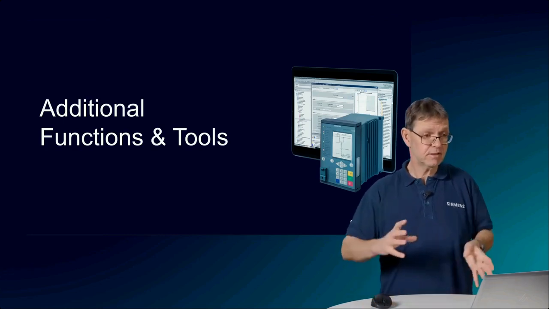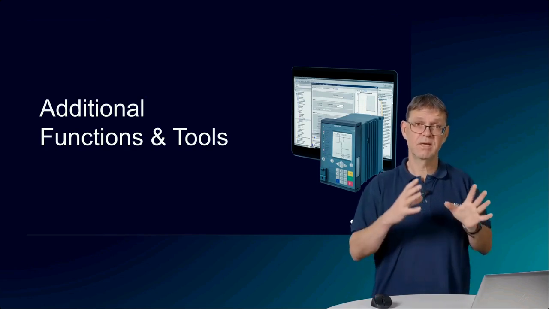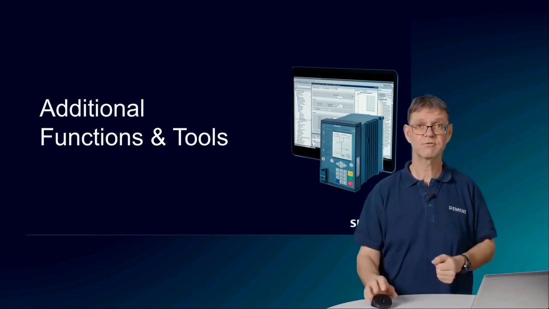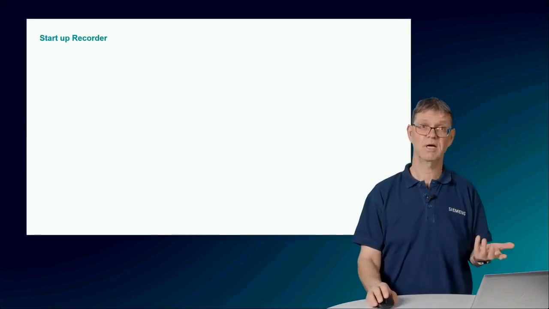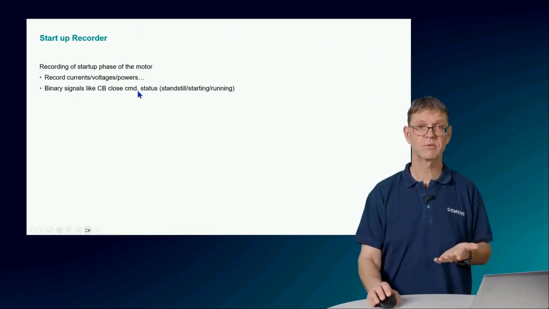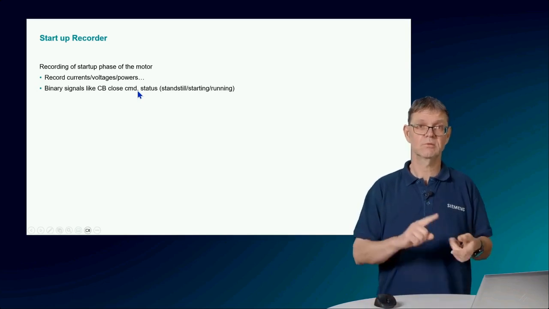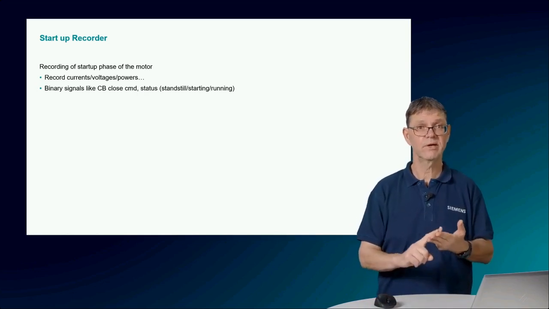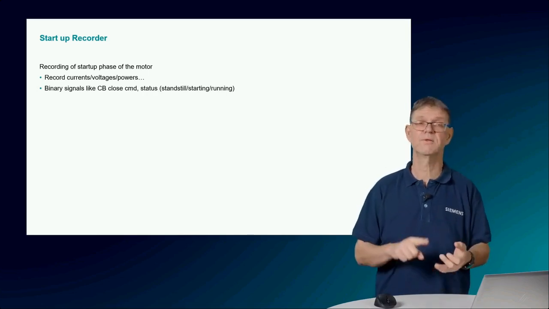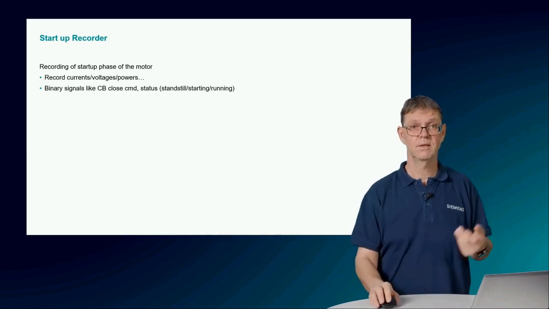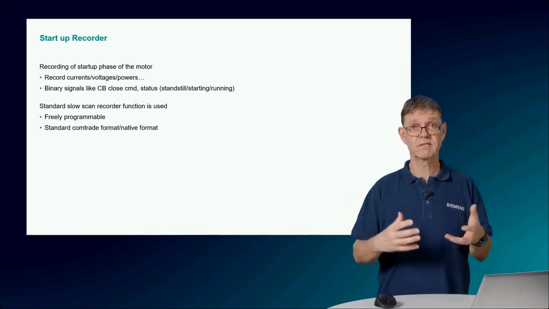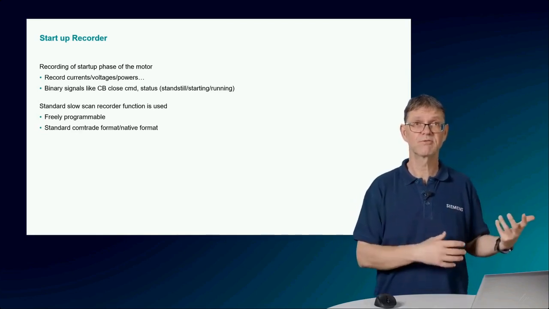Okay, finally, I would like to talk a little bit about some additional functions and tools that help make life easier. First of all, a startup recorder. This records the startup phase of the motor. We can record currents, voltages, power, so analog values. We can also record binary signals like the circuit breaker close command, the status of the motor. It is a function which we have as a standard function built in all SIPROTEC 5 relays.